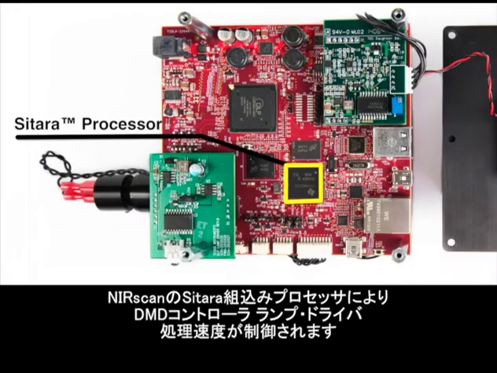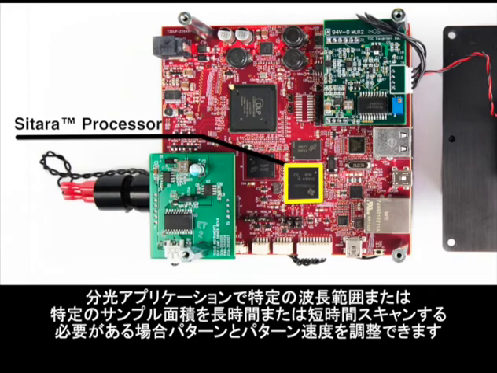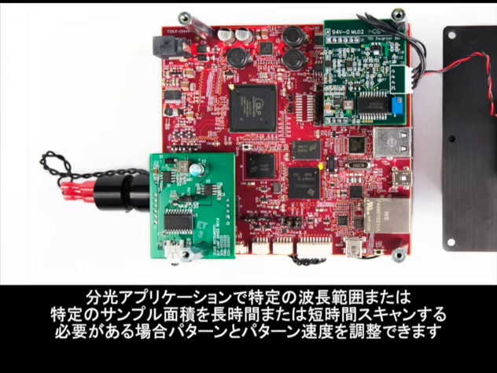The NIRscan's Tiva embedded processor commands the DMD controller, the lamp driver, and the processing speed. Pattern and pattern speed can be adjusted if the spectroscopy application requires scanning certain wavelength ranges or areas of the sample for a longer or shorter time.